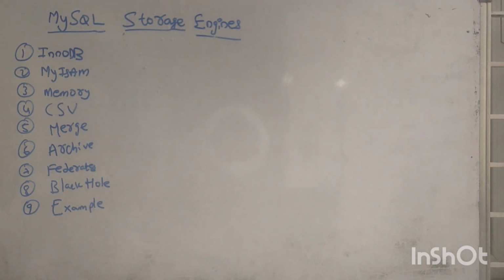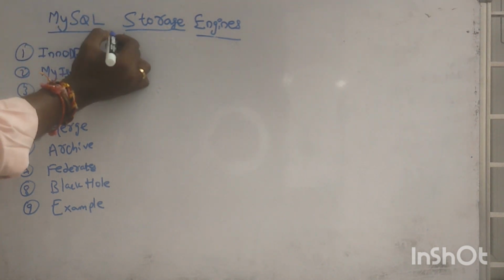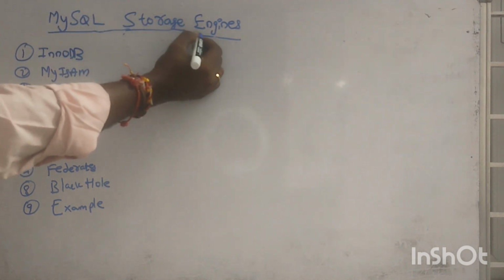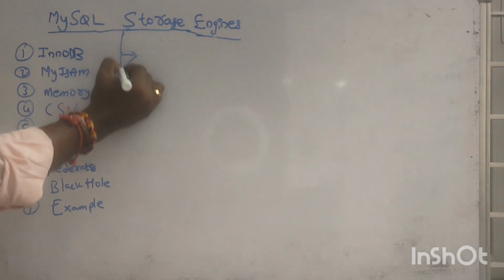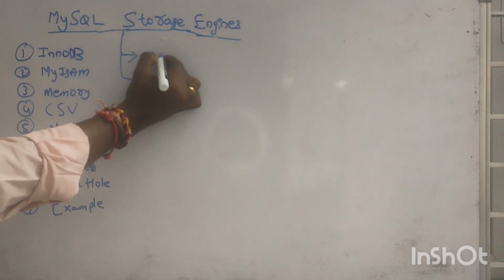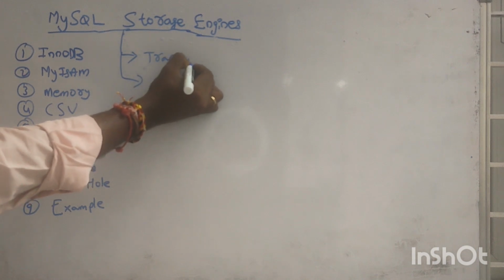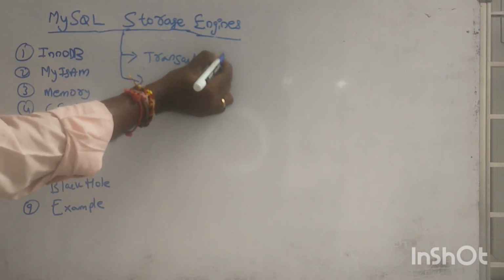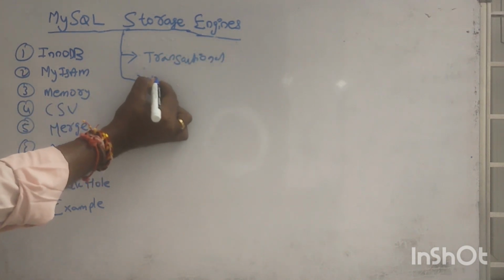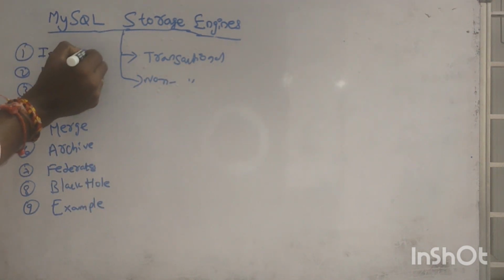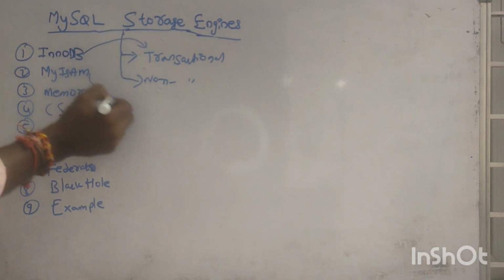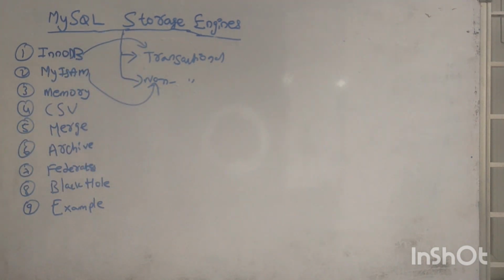So here we have two types of storage engine. MySQL supports transactional storage engines and non-transactional storage engines. From these, InnoDB comes under the transactional storage engines, and MyISAM is a non-transactional storage engine.